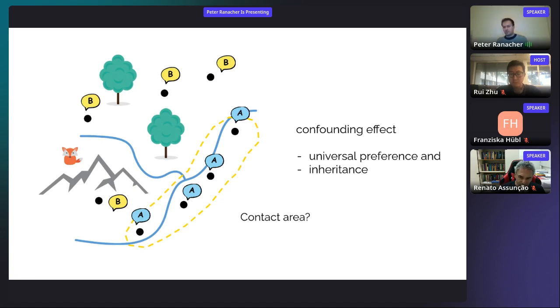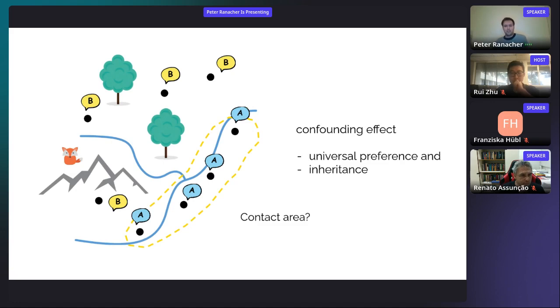Another important confounding effect here is inheritance. If I told you that these languages here, for example, were Italian, French, Spanish and Portuguese, you would immediately say, okay, all of these four languages are related and we know their ancestor very well.